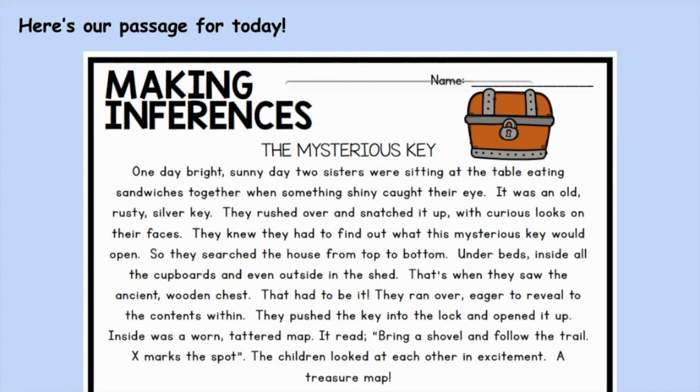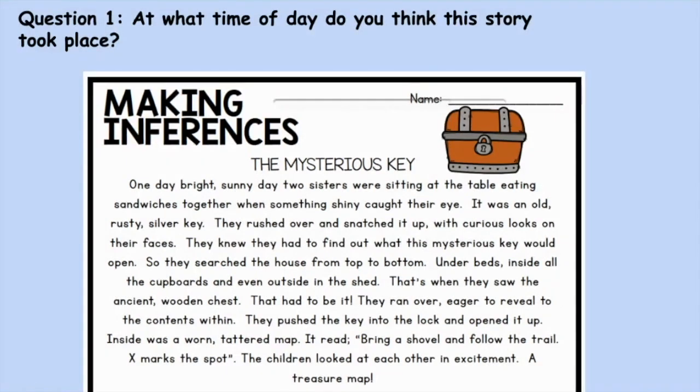A treasure map. Question number 1 says, at what time of day do you think this story took place? Now, just a reminder, we are drawing conclusions, and when we draw conclusions, we are going to be using the skill where we infer or make an inference. And how we make an inference is by looking at the text information and using our background knowledge to draw that conclusion. So for now, you will keep the graphic organizers that you drew to the side, and you will watch how I draw conclusions here.